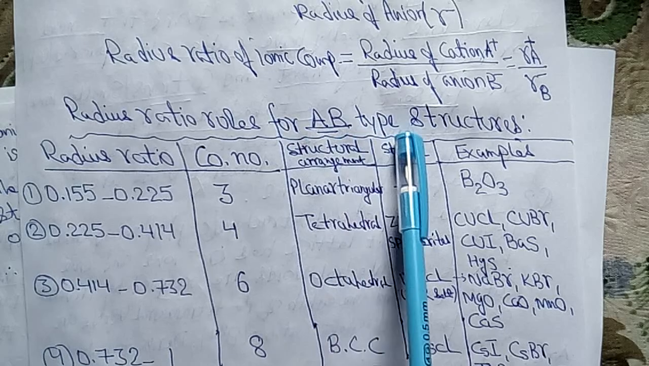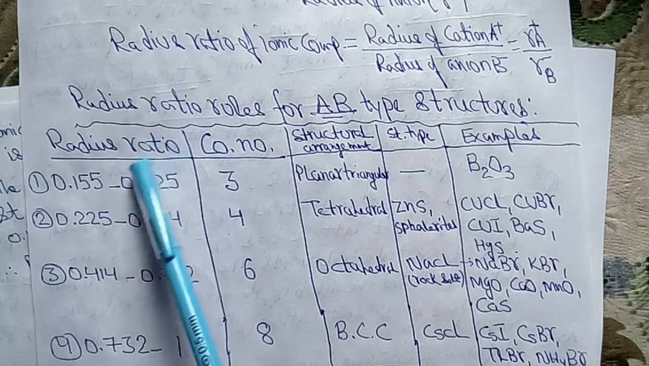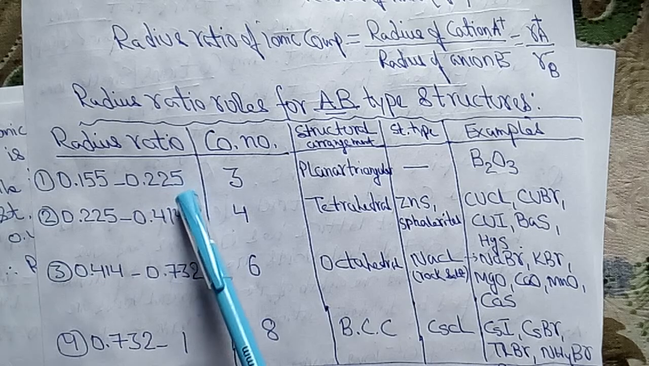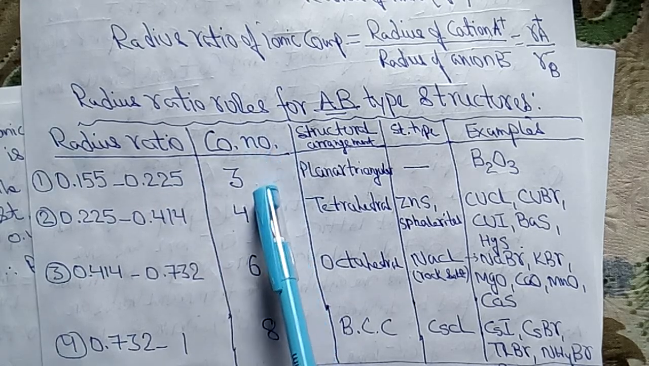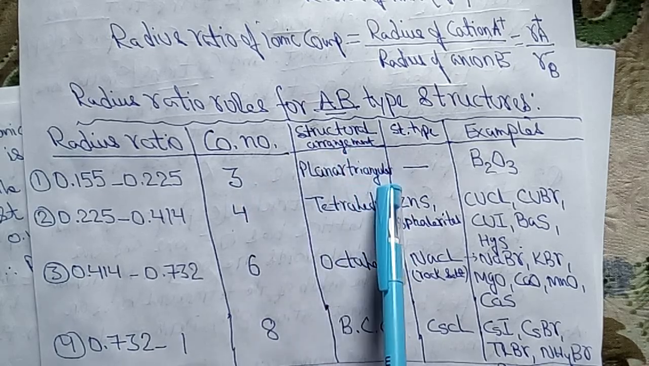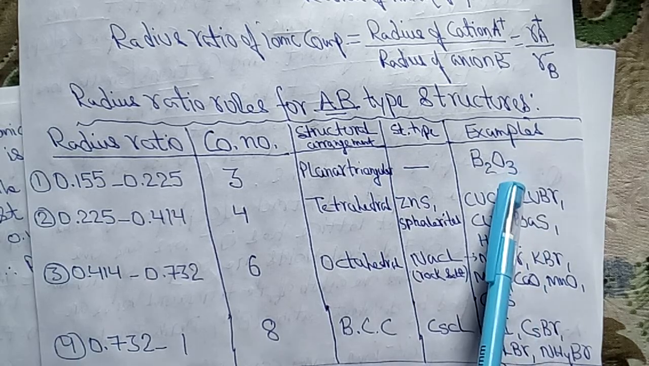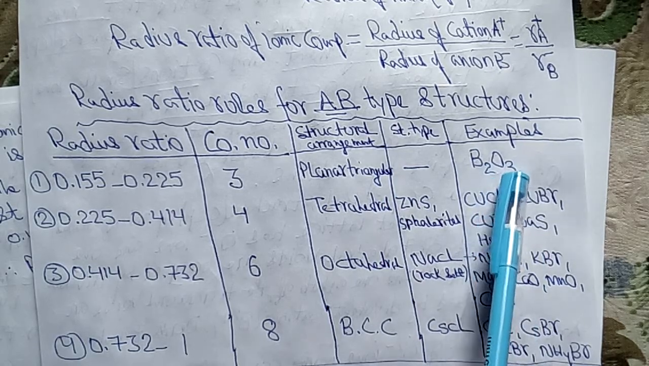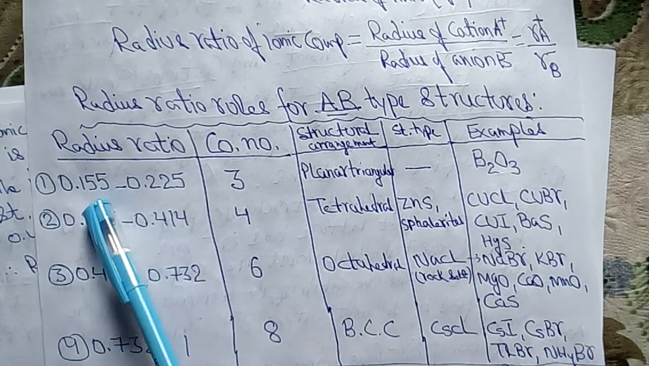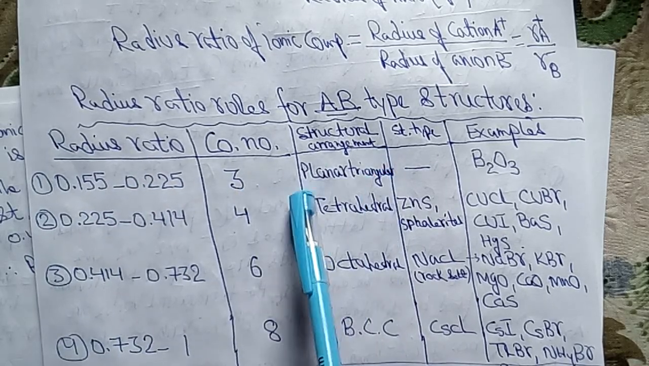Radius ratio rule for AB type structure. AB means NaCl, KCl, like that. If the radius ratio is in the range 0.155 to 0.225, then the coordination number of that structure will be 3 and the structural arrangement will be triangular planar. The example of such a structure is B2O3, boron trioxide. If boron trioxide is there, its radius ratio comes in this range, its coordination number will be 3 and the structure will be triangular planar.